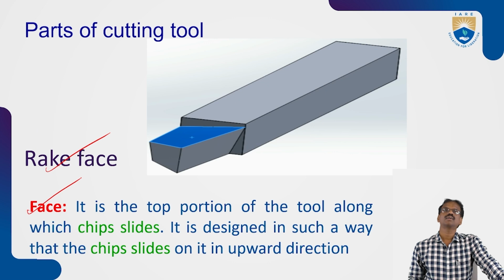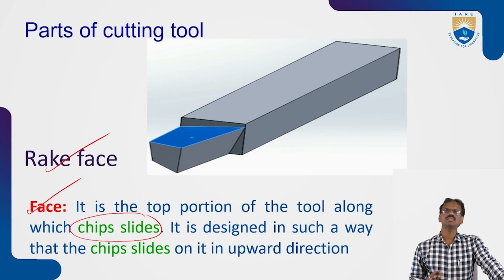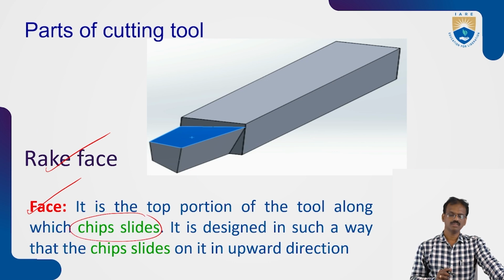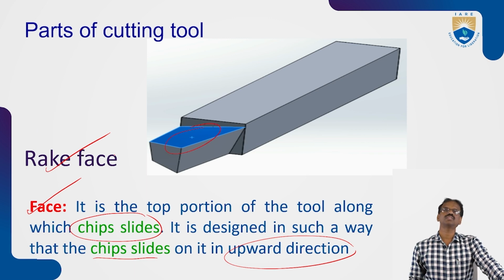The rake face is the top portion of the tool, along which the chips slide. It is designed in such a way that the sliding of the chips on it is in the upward direction. That is the main importance of the sloping of this face. So this is nothing but the rake face.